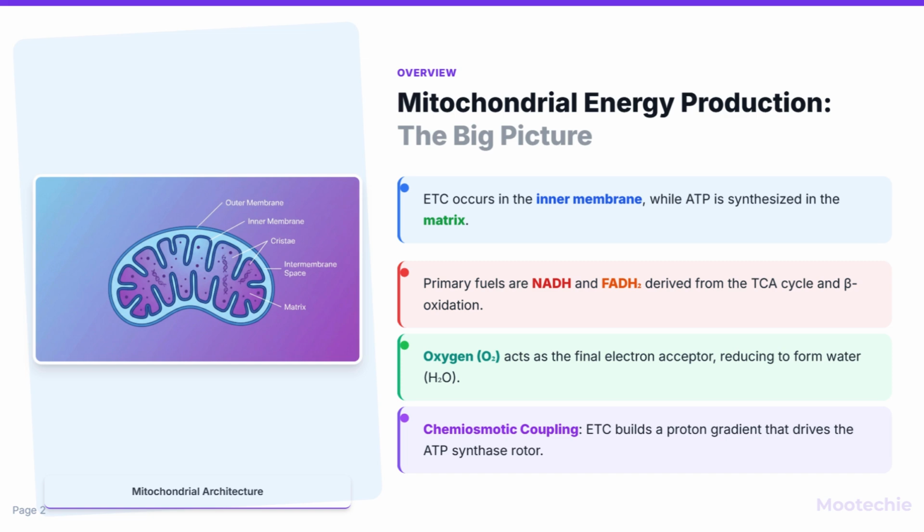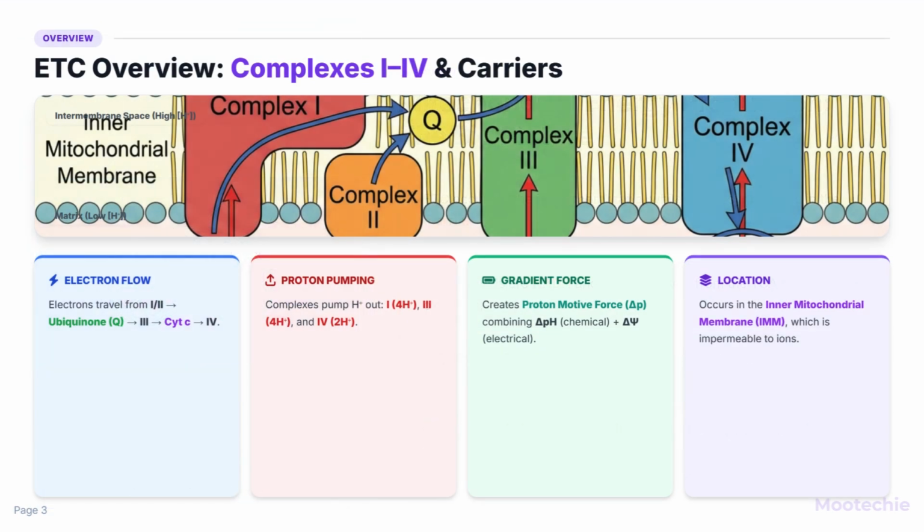Following this, let's get an overview of the electron transport chain itself, focusing on complexes 1 through 4 and the mobile carriers. The diagram shows complex 1, 2, 3, and 4 embedded in the mitochondrial membrane, with the intermembrane space highlighted. The text explains the electron flow. Electrons travel from complexes 1 or 2 to ubiquinone or Q, then to complex 3, then to cytochrome C, and finally to complex 4. Regarding proton pumping, the complexes pump hydrogen ions, H+, out into the intermembrane space.